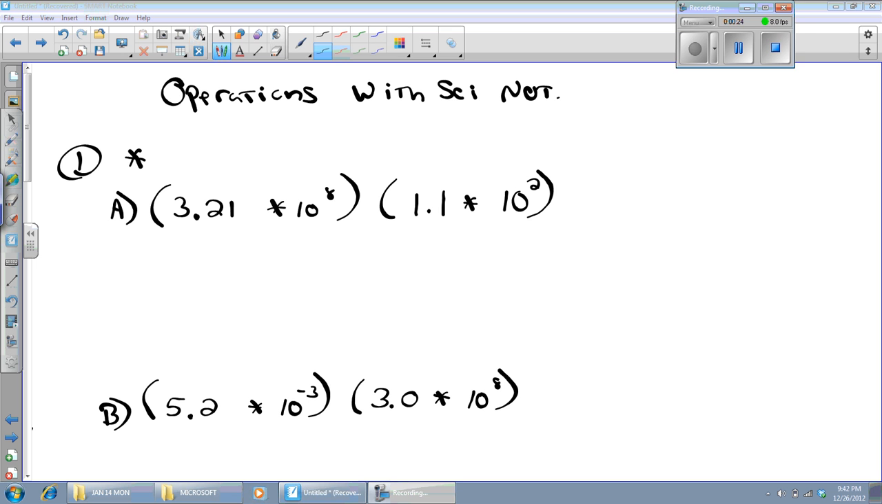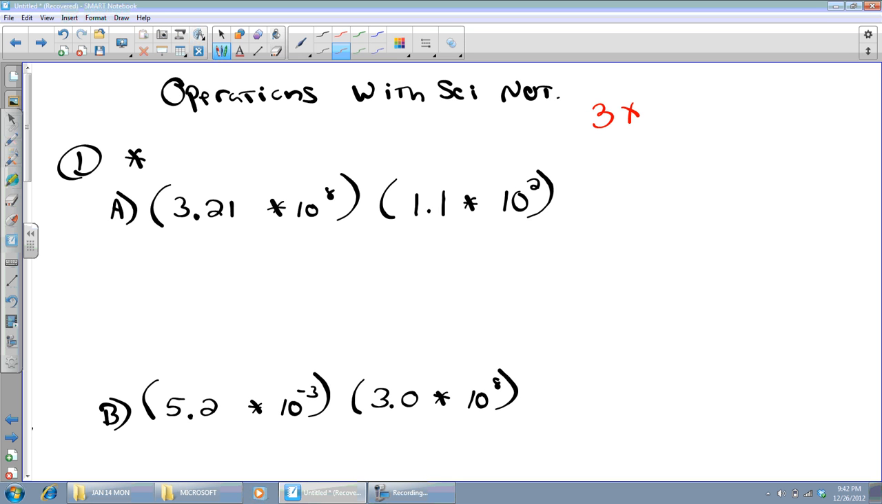Addition and subtraction are pretty easy too, but these are very similar to the problems we were doing, like 3x to the 7th times 4x to the third. Well, you would do 3 times 4 to get 12, and then you do x to the 7th times x to the third and get x to the 10th, right?